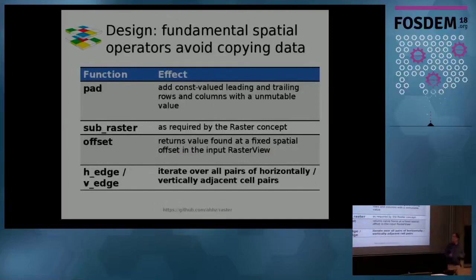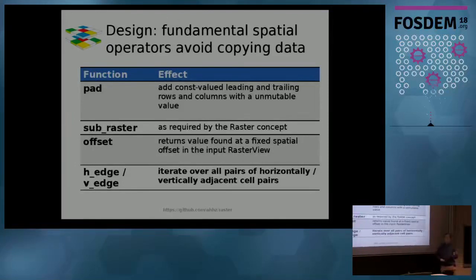There are a bunch of functions that do some kind of spatial transform that do not copy data either. So again, they're being efficient by not copying data, but just by referring to data. And one function is pad, which adds leading and trailing rows and columns to a data set. So you just put a frame around it, make it a bit bigger. We've got subraster, which I already mentioned. We've got offset, which for every cell gives you the value in another layer at a spatial offset. So a few rows to the left and columns to the right, something like that.